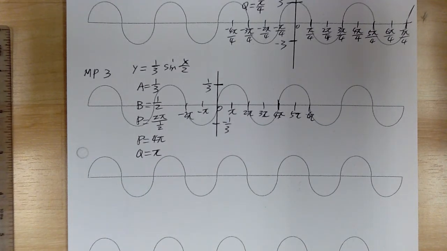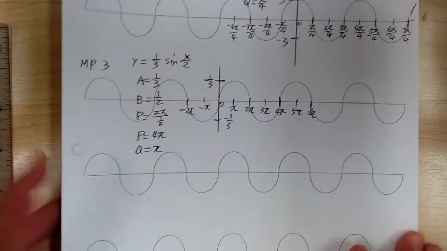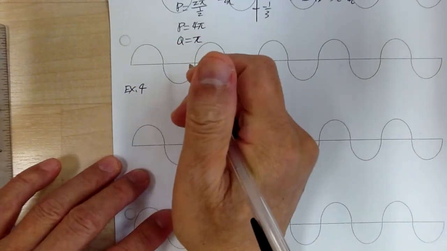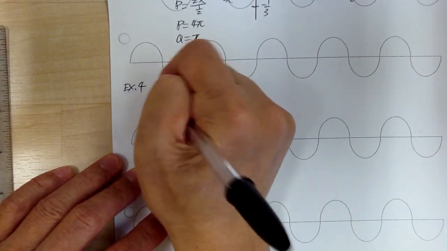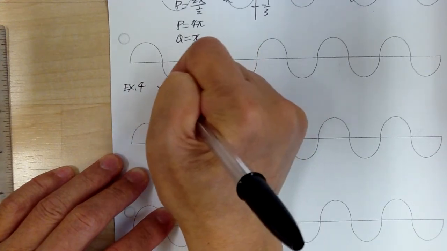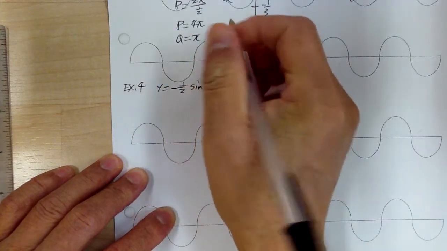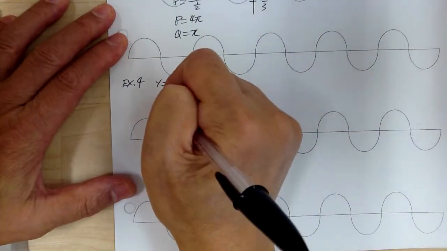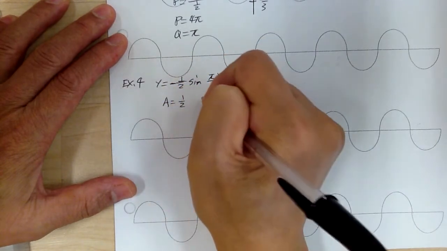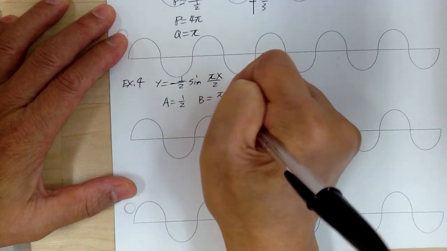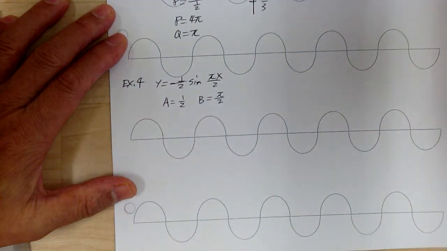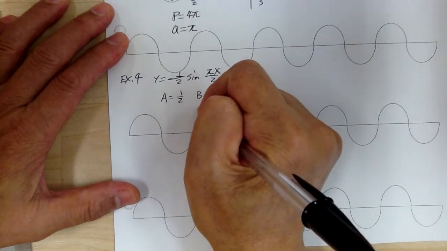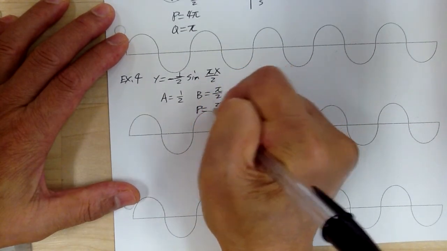Okay, let's go to example 4. Example 4, you have y equal to negative 1/2 sine of pi x over 2. Okay, so A equal to 1/2, B equal to pi over 2. So pi is everything except for the x. So B equal to pi over 2. So now the period equal to 2 pi over B.